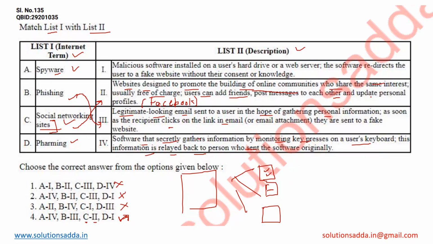And similarly, option D connects with the first description, which is farming: malicious software installed on a user's hard drive or a web server. And what is the advantage of this? Obviously, it is an advantage for the attacker, not for the recipient. But what that software does is redirect the user to a fake website without their consent or knowledge. So the correct option for this question will be option number 4.